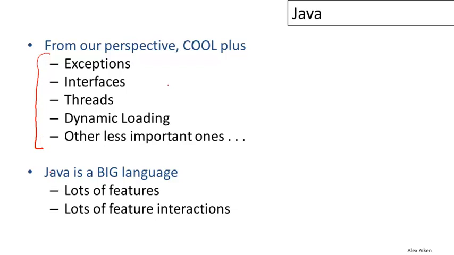One thing to realize is that Java is a big language. It is not simple. The language manual for Java runs to hundreds and hundreds of pages. It has lots of features, and perhaps more importantly, lots of feature interactions. The hard part of designing a language, of course, is getting all the feature interactions right, all the combinations of the features, and making sure there are no surprising interactions between them.